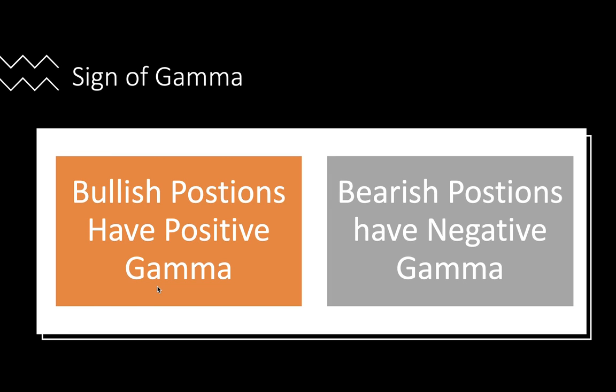Basically, one of the most important things you have to know about gamma is that if you are long options, for example long a call, you have positive gamma. So when gamma increases, your call will increase in price. And the opposite holds true when you are short a call or short a put: you have negative gamma.